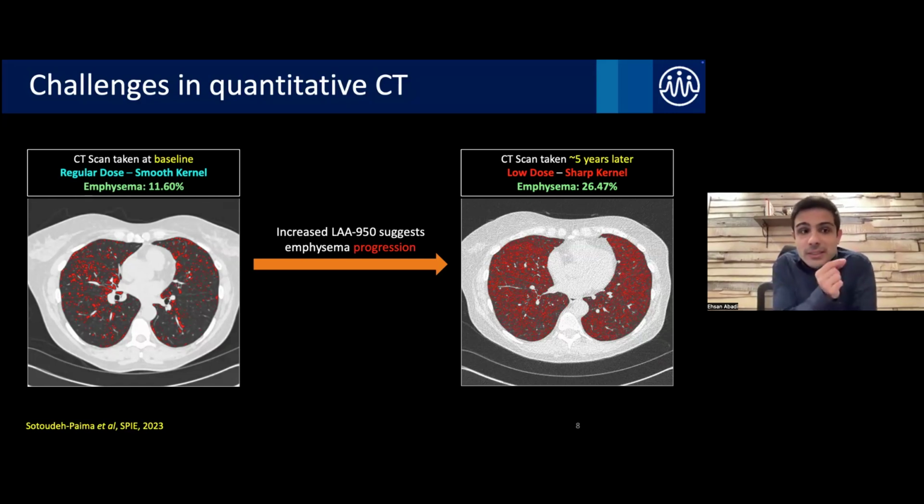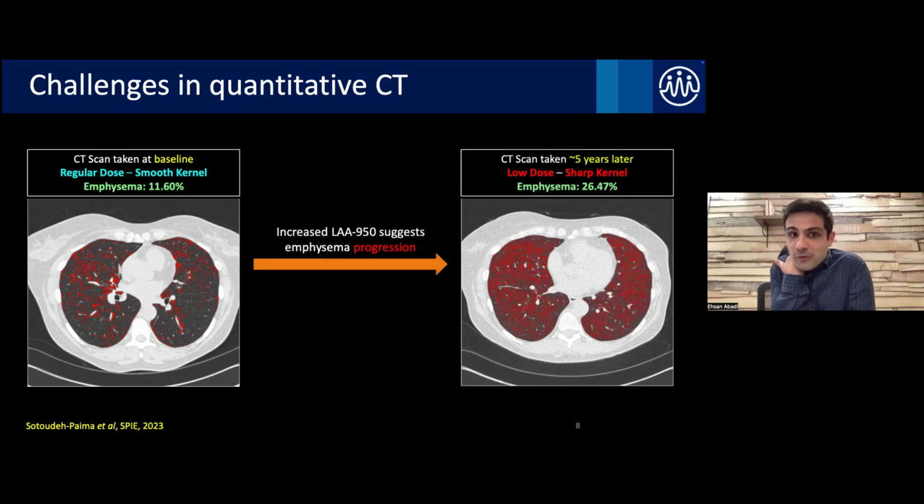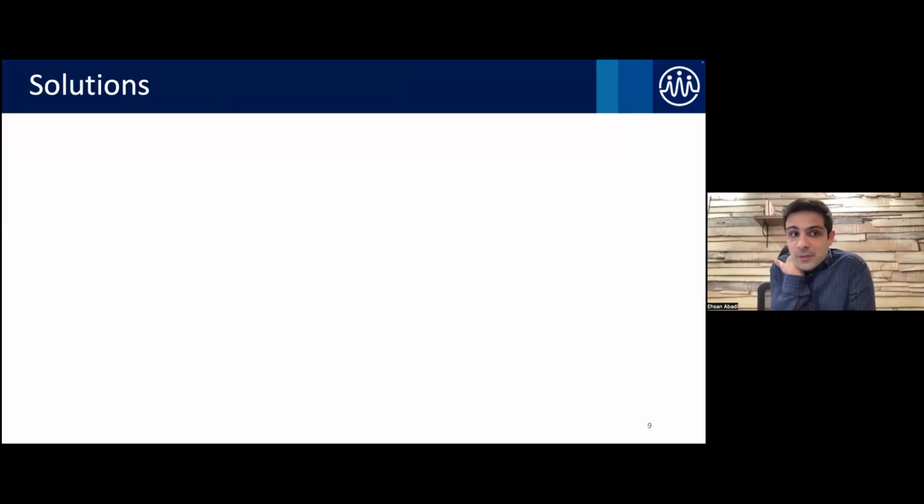The issue is that we don't know if this is a progression or if this is because of the change in the scanner protocol. For the very same patient, we happen to have another scan after 5 years, which was with regular dose and smooth kernel, and the emphysema score was actually 11%. So if I go back and forth, for two different dose levels, I see different numbers. That shows how challenging quantitative CT imaging can be, although we have shown its benefits. If we don't understand how to use it precisely, it will not be reliable and robust.